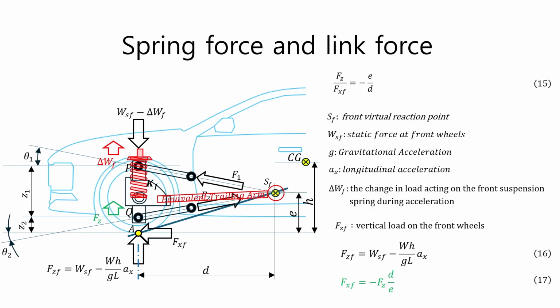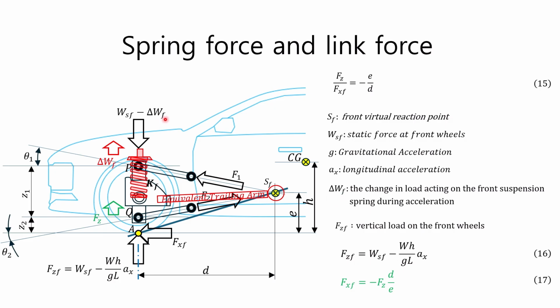This time, let's look at the total forces that appear when the driving force of the front-wheel drive solid axle is generated. This resultant force can be represented by the sum of spring force and link force. The figure on the left shows these total forces. Here, WSF represents the static vertical load acting on the front wheels. G represents the gravitational acceleration, and AX represents the longitudinal acceleration. Delta WF represents the change in load acting on the front suspension spring during acceleration and deceleration.